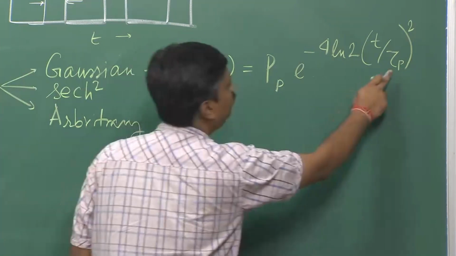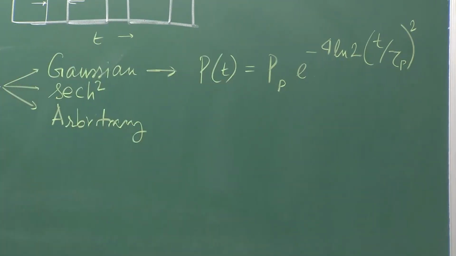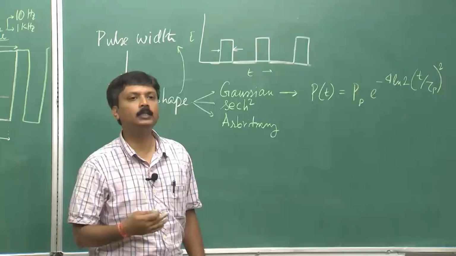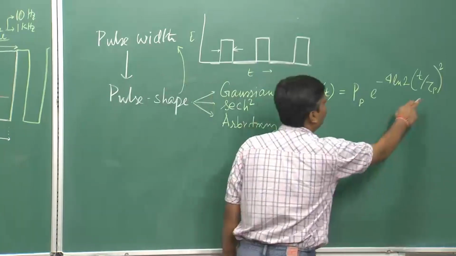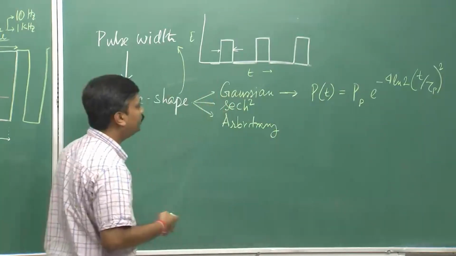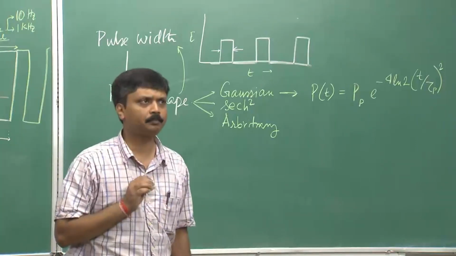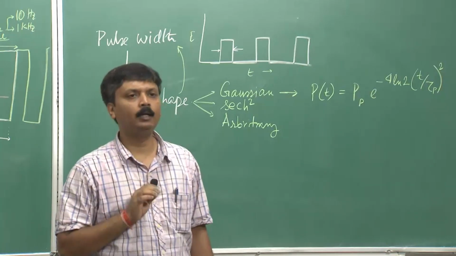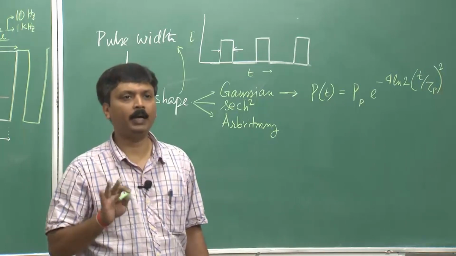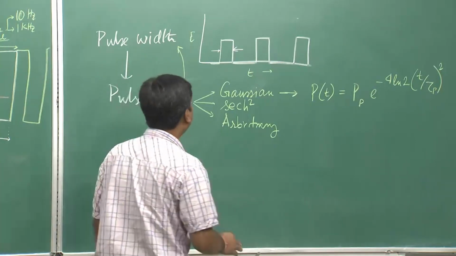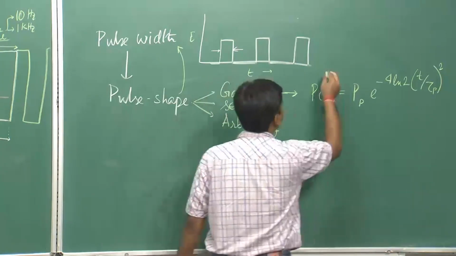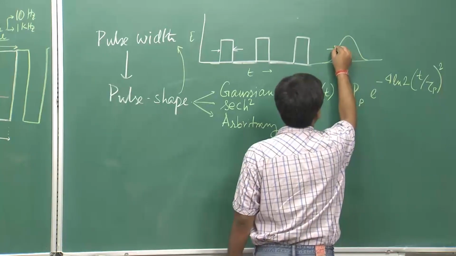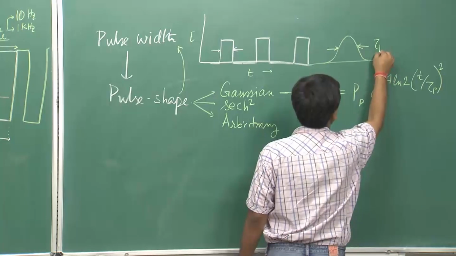Where this tau p is my width of the pulse. If I can fit it with a Gaussian nicely, then I will call this a Gaussian pulse, and then I can get this width of the pulse. Normally, if we have a Gaussian pulse, we can take the full width at half maxima as my pulse width.